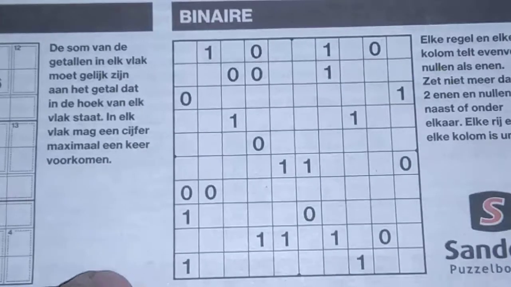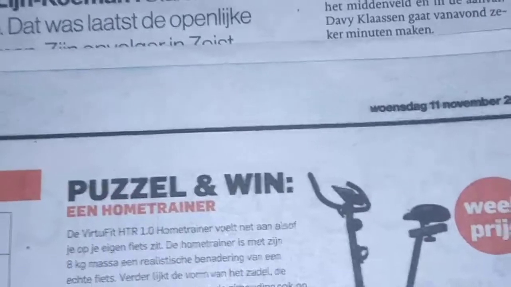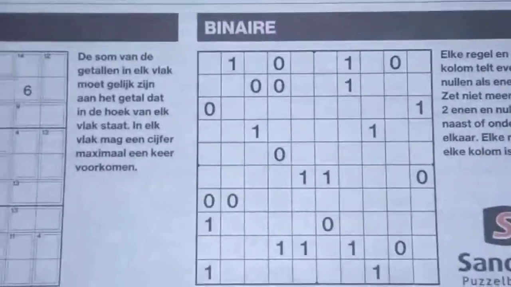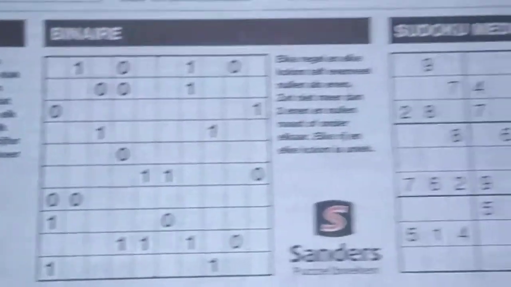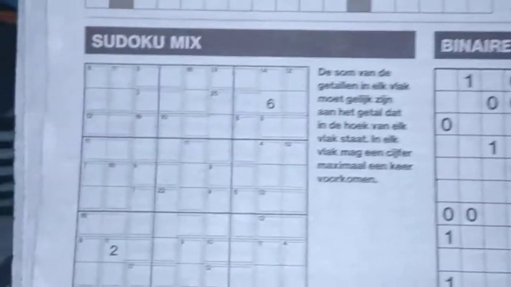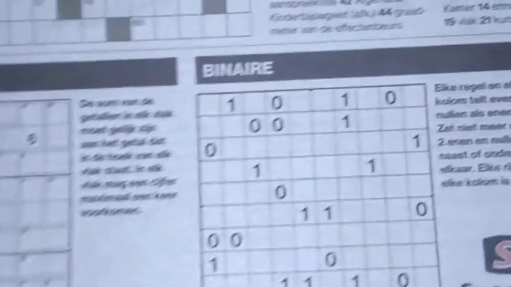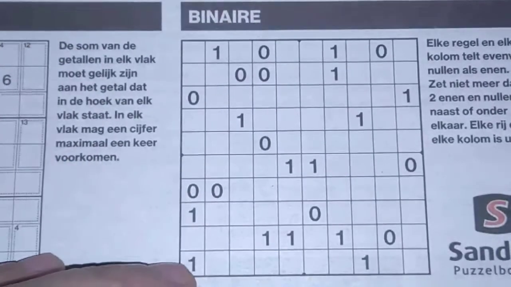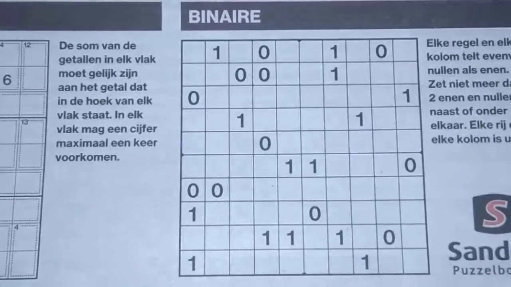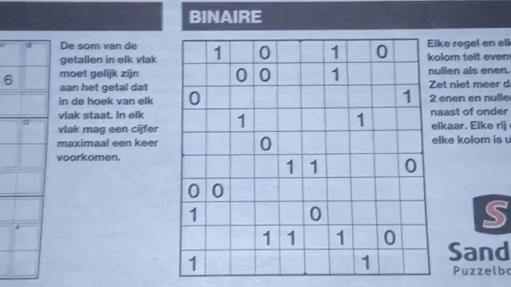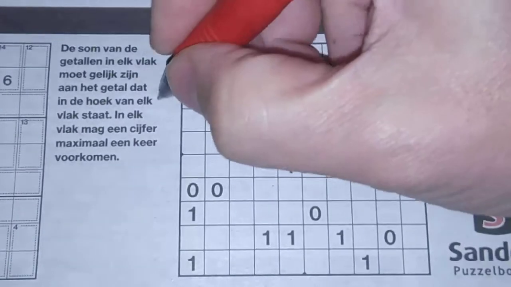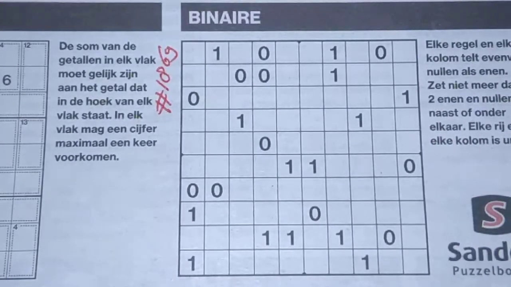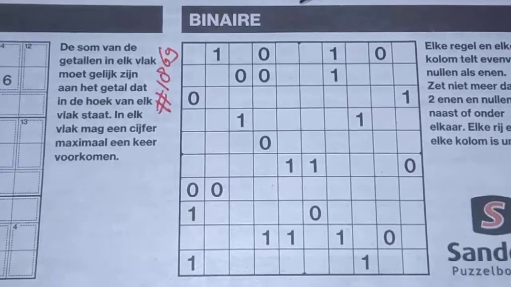In today's newspaper on a Wednesday, November the 11th, 2020, we have here three regular Sudokus: a binary, a medium, and a killer Sudoku. Yes, three regular Sudokus. And I will start first with the binary. And this one will be number 1869. And before I start, I always count what kind of binary this one is.